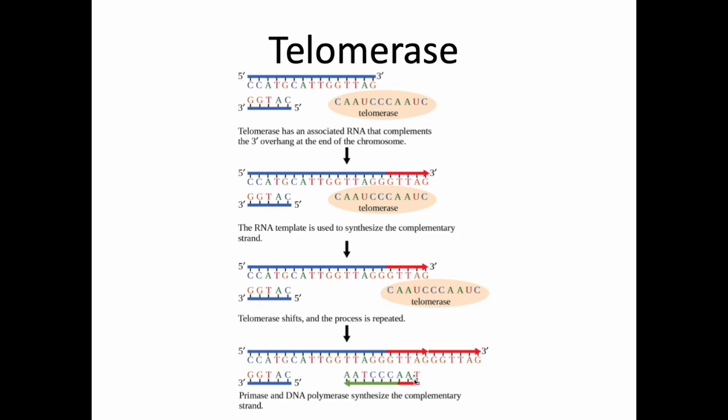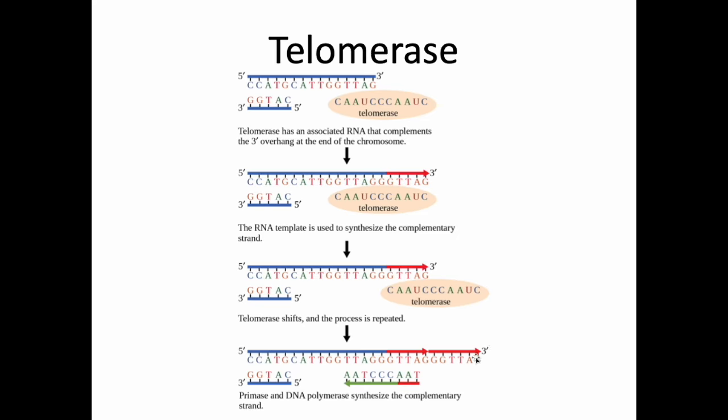Now we can see primase coming in, building an RNA primer, DNA polymerase building DNA complementary to all of these repeats, and we're building fresh DNA. What about this overhang here? Well, here's the interesting thing about telomerase and telomeres. We still lose DNA every time we replicate.